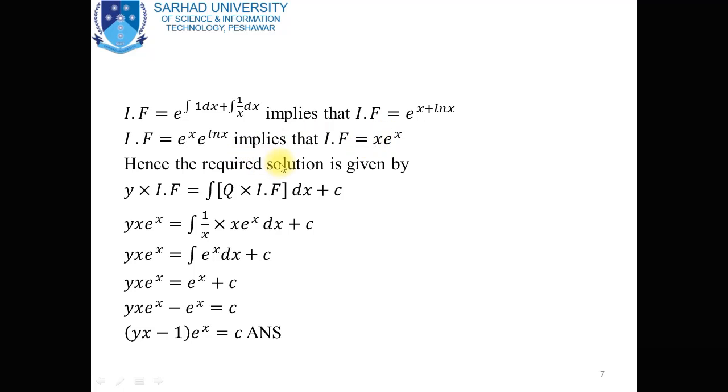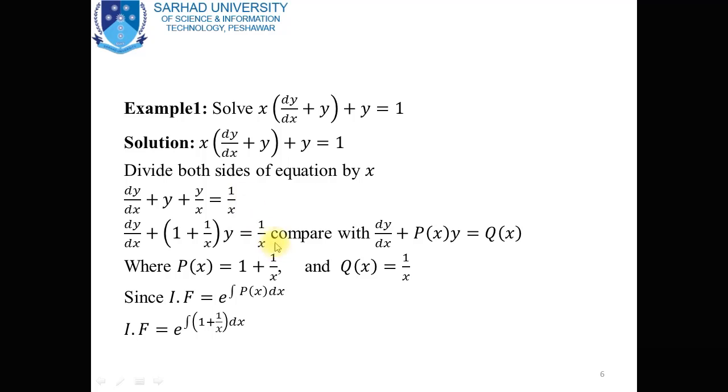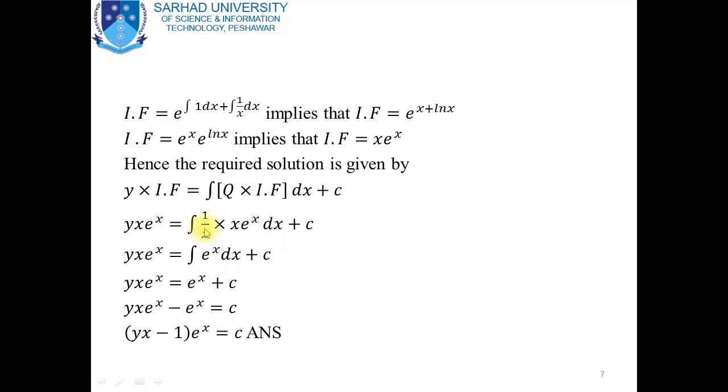Now to find the solution of the given differential equation, dependent variable y multiplied by integral factor is equal to integration of the product of q function and integral factor. In this equation, this is the q function, 1 over x, multiplied by the integral factor. Now x and x cancel, so the integration of the exponential function is e power x plus c. So y into x e power x is equal to e power x plus c.